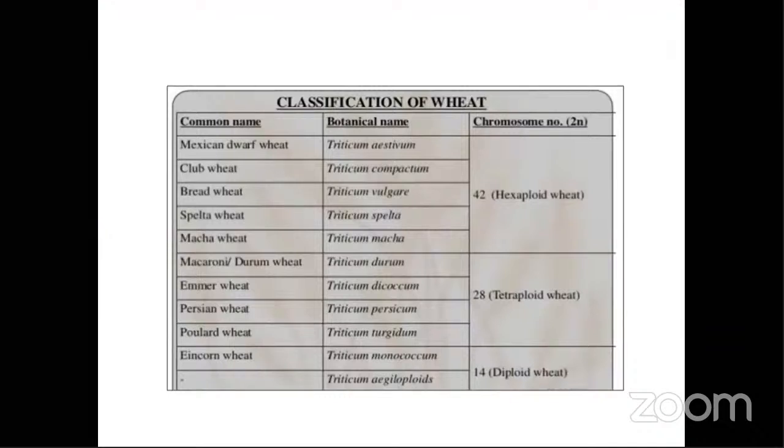So these are the various varieties of wheat which are hexaploid, tetraploid, or diploid in nature. For example, the more commonly used wheat variety is Triticum aestivum, from which we prepare chapati. That is hexaploid in nature, like Triticum vulgare and Triticum spelta. So these are all hexaploid wheats. Then comes the tetraploid: Triticum durum, Triticum dicoccum, then Triticum persicum. And about the diploid wheat, the common example is Triticum monococcum.